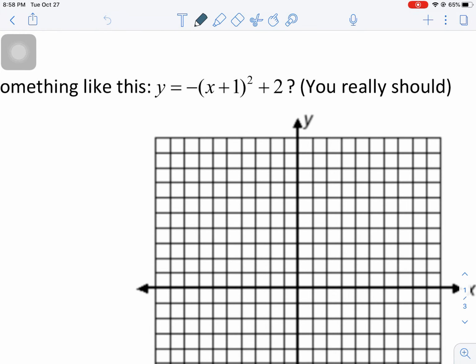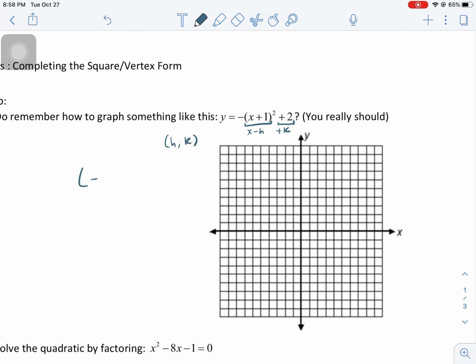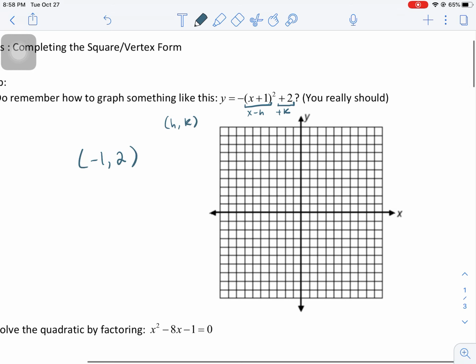So this was what we called earlier transformation form. Now we're going to call it vertex form, because within the parentheses here, and then this value at the end, remember this was y equals a(x minus h) squared plus k. So h and k actually build the vertex. So the vertex in this case would be negative 1 comma positive 2.